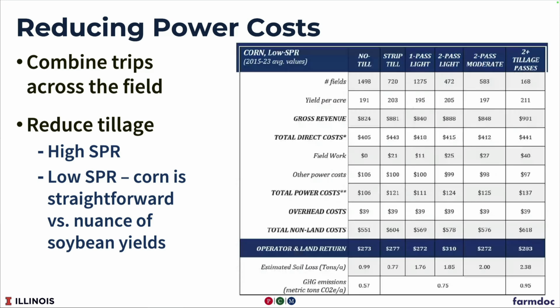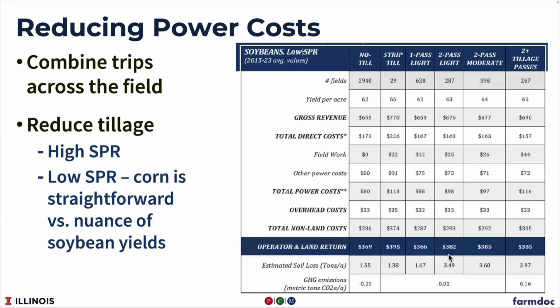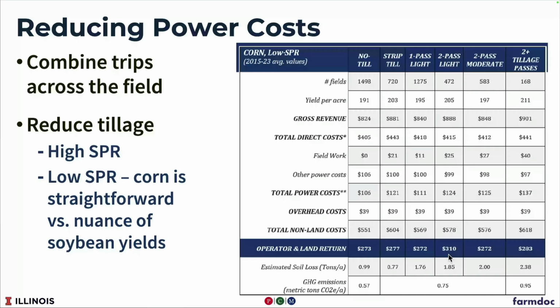Now, when we look at our lower productivity soils for corn production, we have the same setup here. We go across, we look at our operator and land return. We see this big difference for two-pass light relative to even the next highest level. It's like a $27 up to even a $38 per acre difference on our lower SPR soils. That's such a big difference for corn production that we believe this two-pass light is not going to get anybody any kind of conservation payment or award, but it does appear to be the most profitable. We're going to keep our eye on this and keep gathering this data.